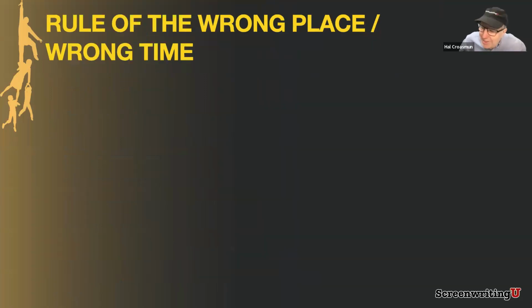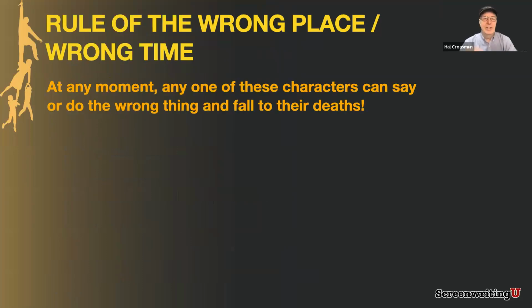Now let's go to one other. And this one, if you're watching this series, may be driving you crazy. The rule of the wrong place at the wrong time, right? And there are so many different ways to do this. At any moment, any one of these characters can say or do the worst possible thing and essentially fall to their deaths. They're on the edge. All they got to do is say one more thing.